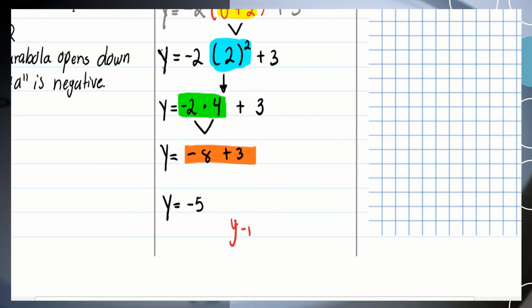So the point that we're going to graph for the y-intercept is going to be (0, -5). Just remember your x-coordinate is always 0. So to find the y-intercept, we're always going to plug in 0 into the function or the equation.